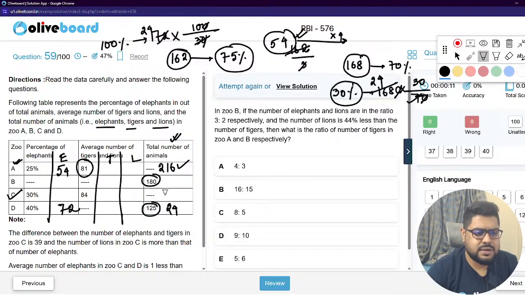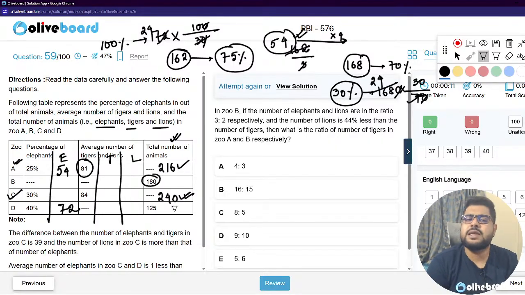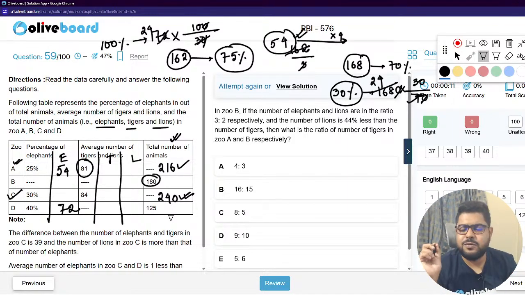One second, we did something wrong, sir. Arre yaar, this is the given. This is for our zoo C, na? This is for zoo C, 240, sir, not for zoo D. Zoo D is given as 125. So all four zoos' totals are given. We have figured out the total.